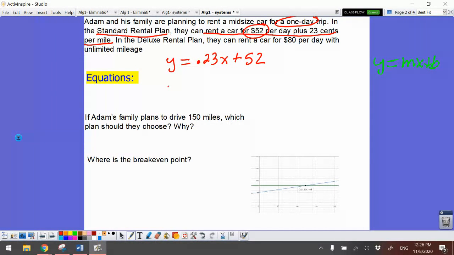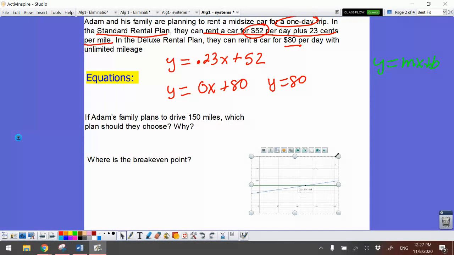My second equation, y equals. It says they can rent a car for $80 per day with unlimited mileage. So my slope, since it's per mile but I don't have to pay that, would really be 0. And this $80 wouldn't change. So I really have 0x plus 80, or y equals 80. Okay, so if Adam's family plans to drive 150 miles, which plan should they choose?